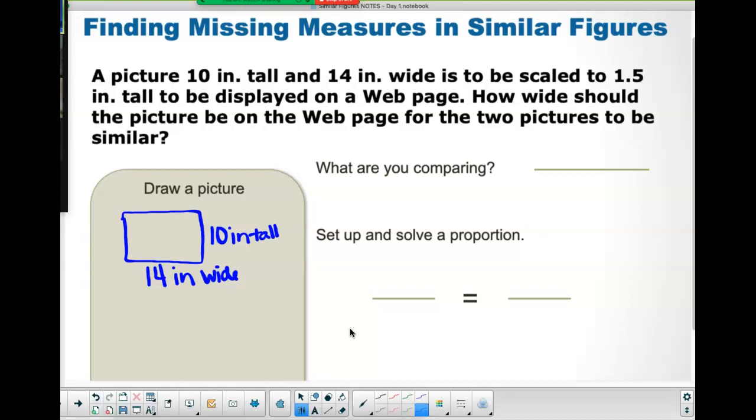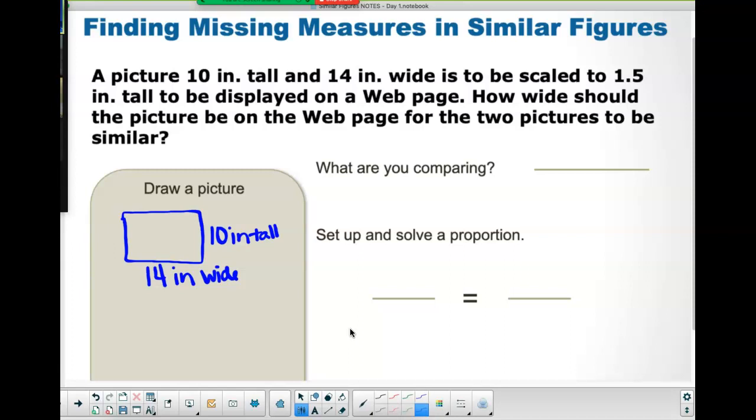It's to be scaled to 1.5 inches tall to be displayed on a web page. How wide should the picture be on the web page for the two pictures to be similar? Now, it's important, if you're going to shrink down a picture, you have to shrink it down proportionally. What happens if you only shrink the height of pictures? Think about that. Everybody in the picture gets really short and fat.